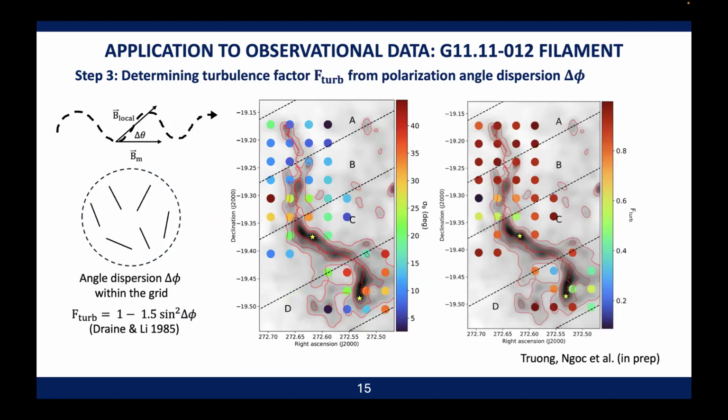After that, we also need to characterize how the turbulence can affect the observation of the polarization. Here from the starlight polarization data, we split the data into many grid cells, and each grid cell has a size of about 2 by 2 arc-minutes, and we calculate the dispersion inside that cell. From the dispersion, we can calculate the magnetic turbulence factor.